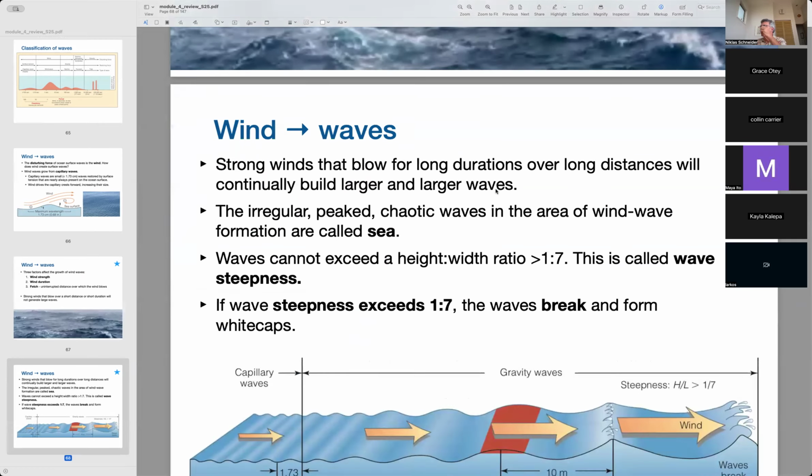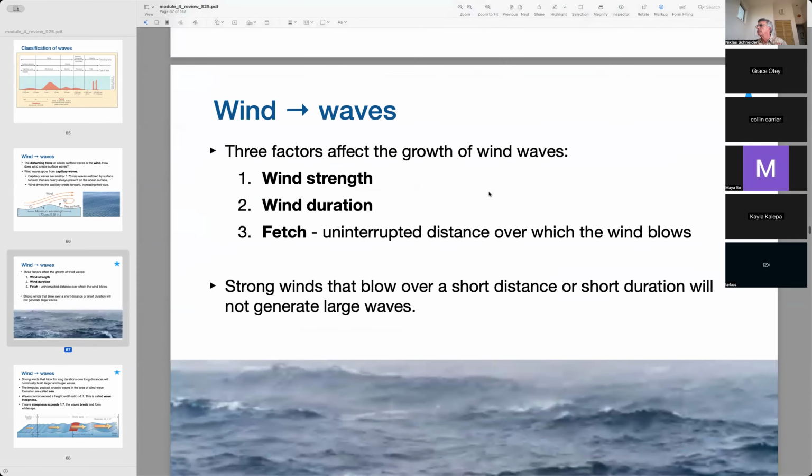Three factors affect the growth of these waves. All right, the wind strength, the wind duration, and the fetch. Wind strength is obviously how strong the wind is blowing. Wind duration is how long these strong winds are lasting. And the fetch is a spatial domain over which the winds are strong and last for quite a while.